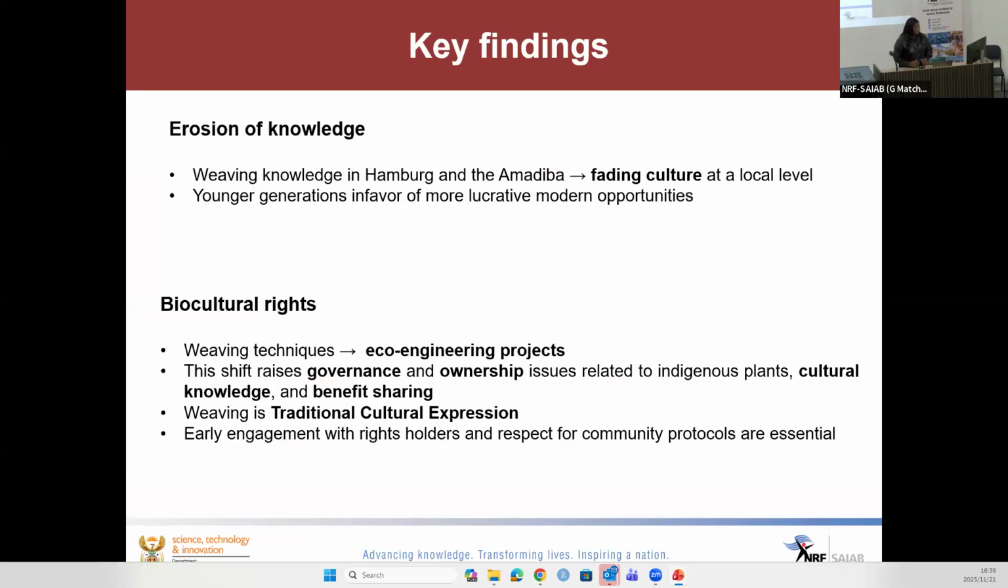We also saw that there was erosion of knowledge, where the youth is no longer practicing this. And in terms of biocultural rights, with the new ecological engineering projects that are coming through, there will be a shift in governance and ownership issues related to indigenous plants. Early engagement with the rights holders and respect for community protocols are essential. In conclusion, I will say ecology, culture, and livelihoods are inseparable. Thank you.